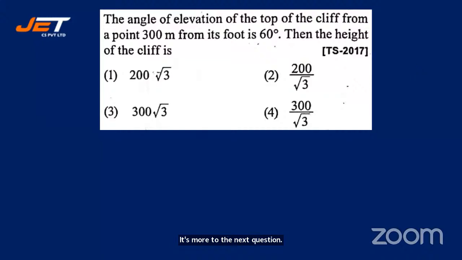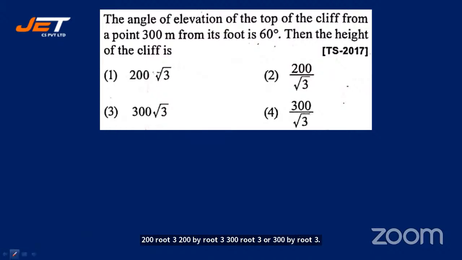The angle of elevation of the top of the cliff from a point 300 meter from its foot is 60 degree. Then the height of the cliff is dash. What is the height of the cliff? So 4 options are given: 200 root 3, 200 by root 3, 300 root 3, or 300 by root 3? Yes, so quickly find out the answer.